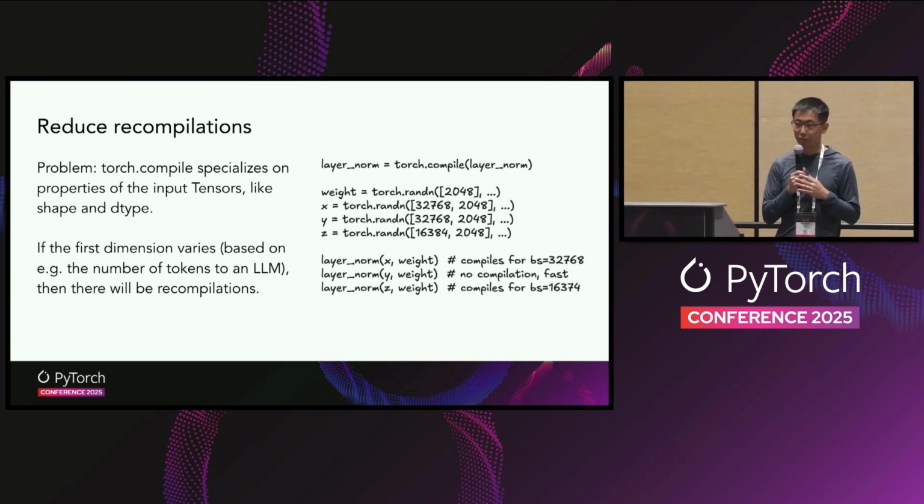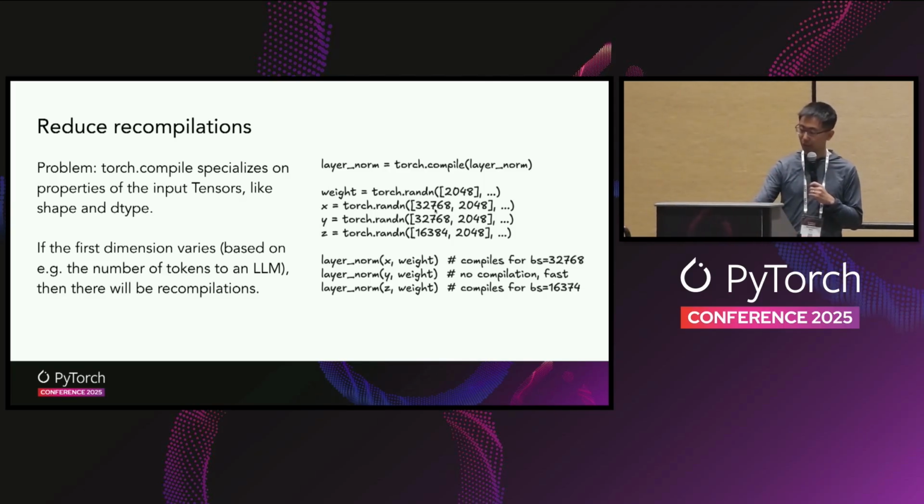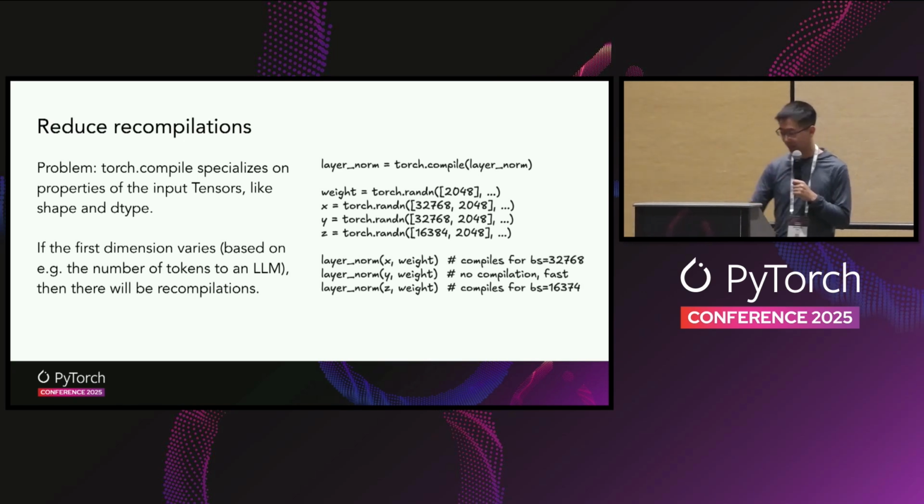And this is not desirable sometimes, especially in a GenAI use case, like LLM text generation, where you have varying batch sizes and varying numbers of tokens. For image generation, maybe you have different image sizes. So in this layer norm example, maybe we varied the first dimension. And when the shape changes, Torch.compile will recompile. Recompiles are expensive. Maybe you don't want that.